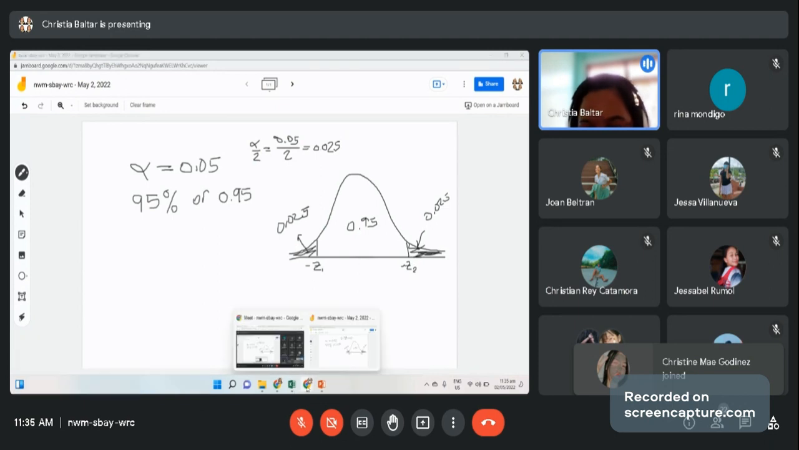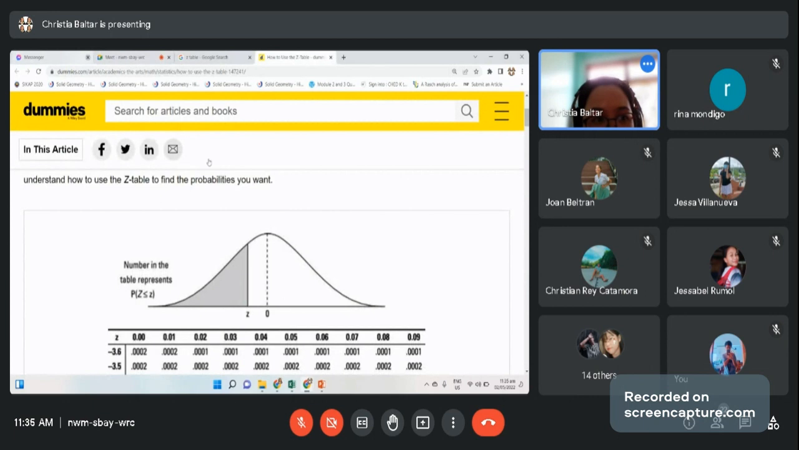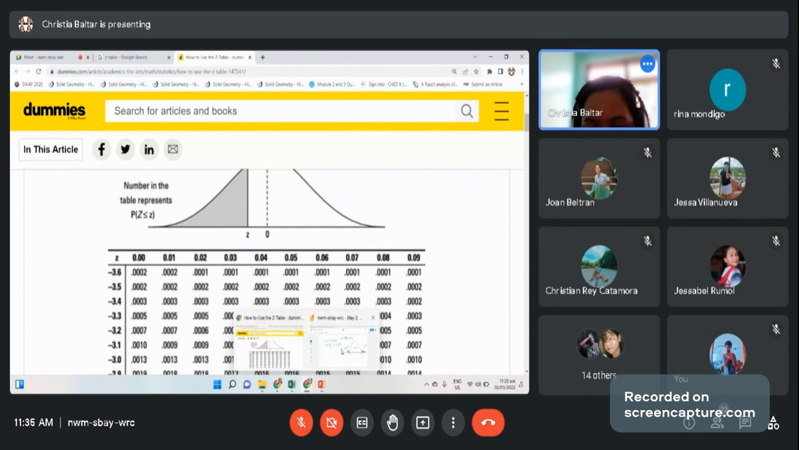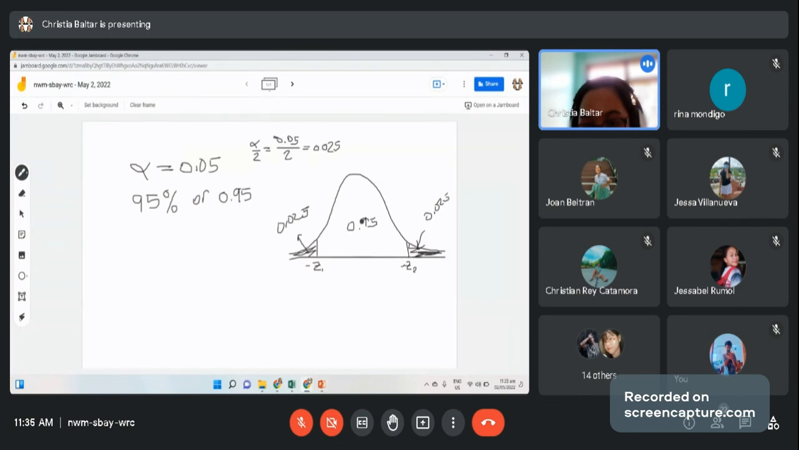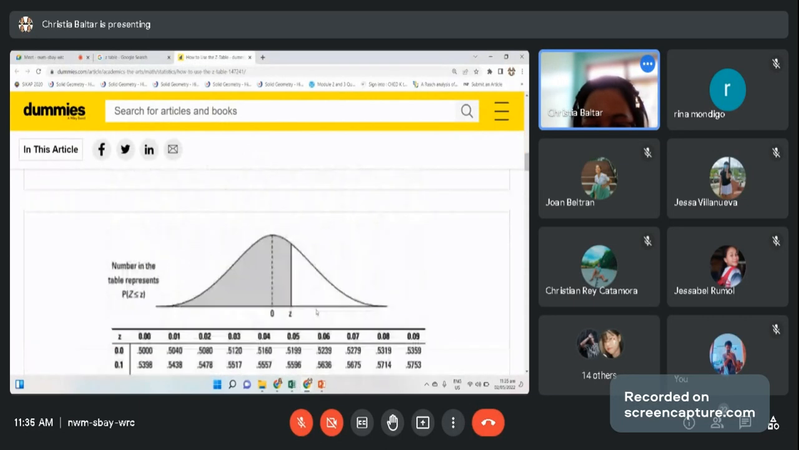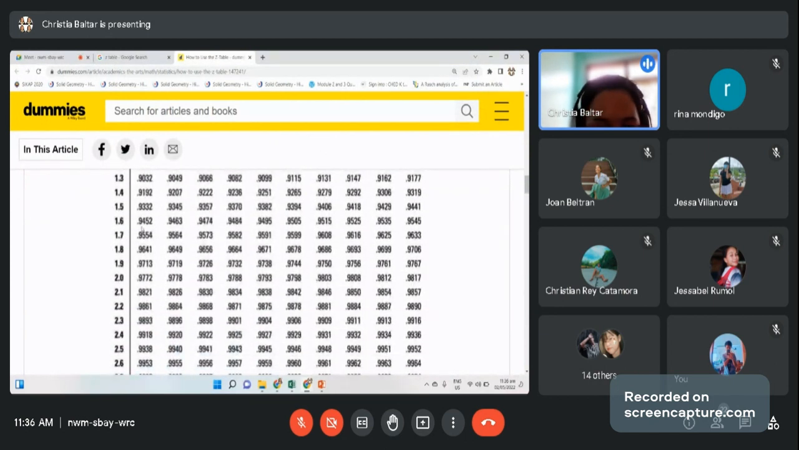So we go to our z table. So this is the z table. The given is 0.95, so we look at the 0.95. We have here 0.9554. This is 0.9495.